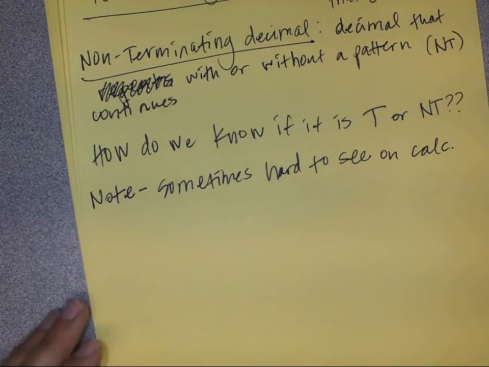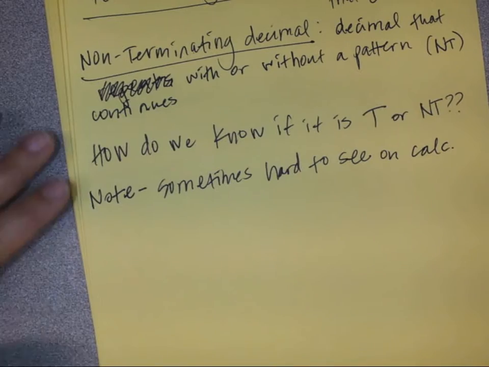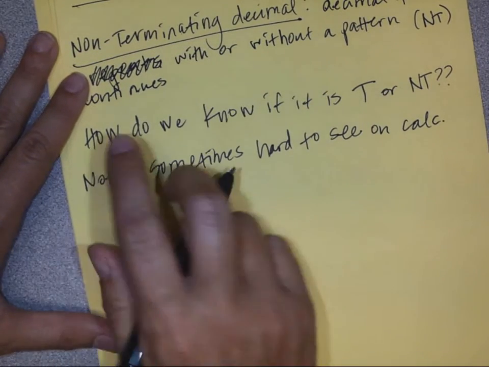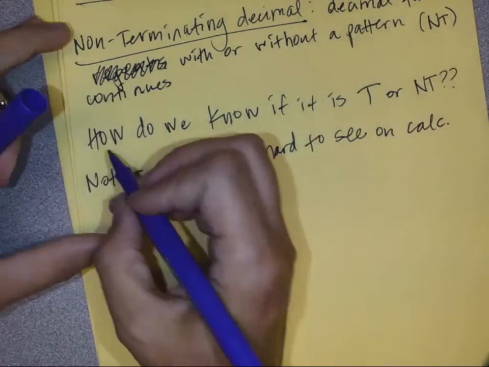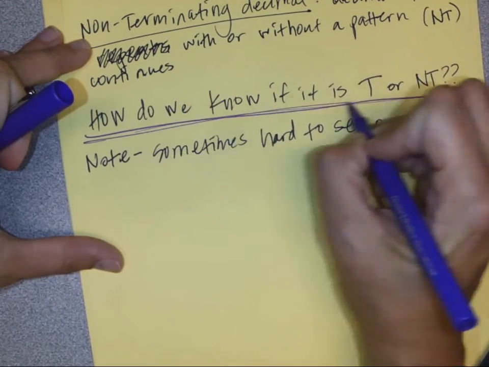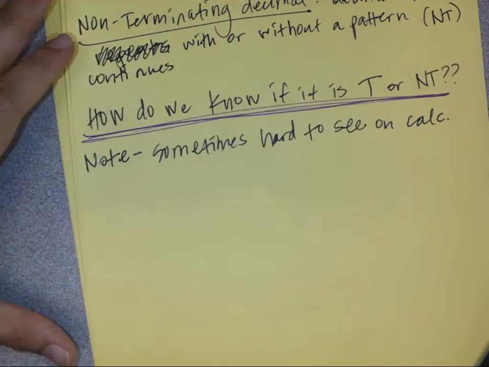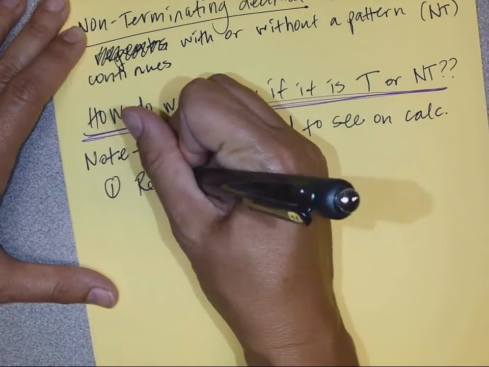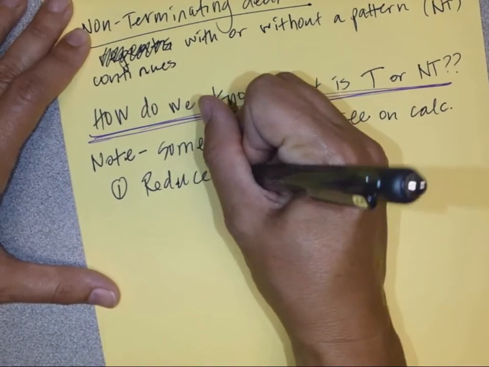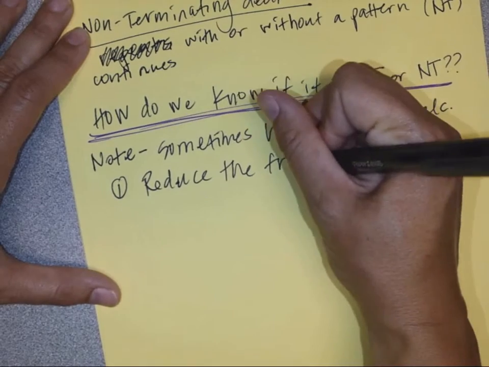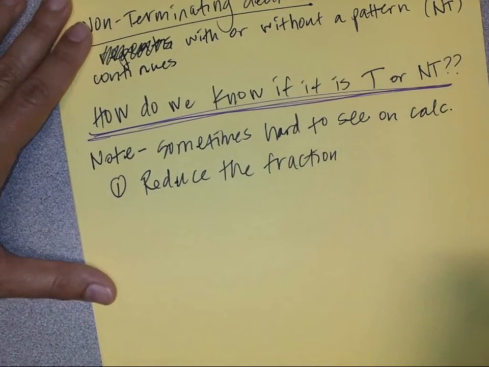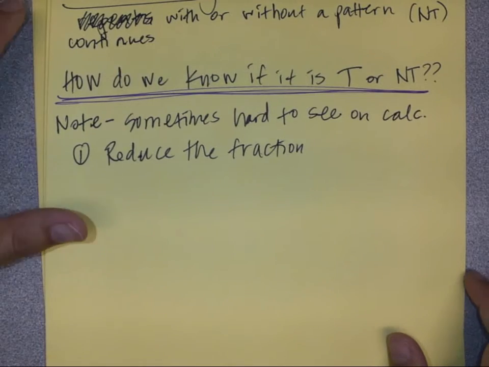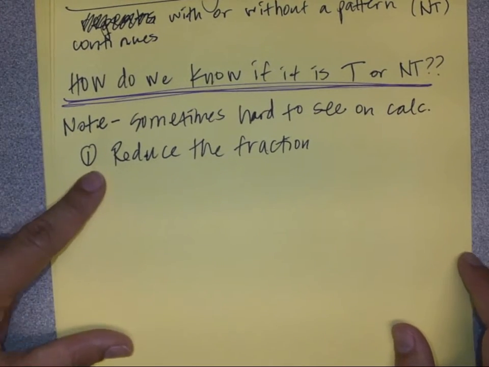So that's how we know if a decimal is terminating. Here's kind of the way we decide. The question was, how do we know if it's terminating or not terminating? The first thing you have to do to be able to answer that question is reduce the fraction, because sometimes something looks like it's not terminating, but after you reduce the fraction, you realize it is actually terminating. So first step is to reduce the fraction.